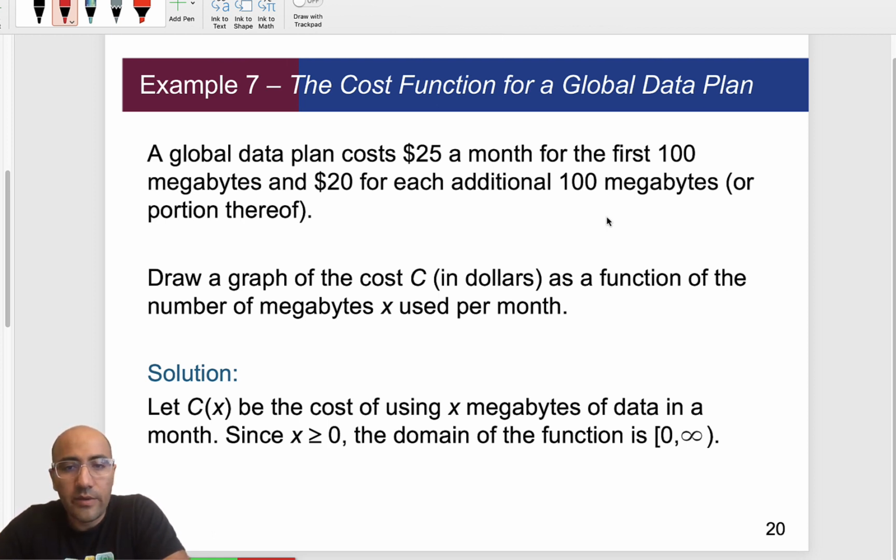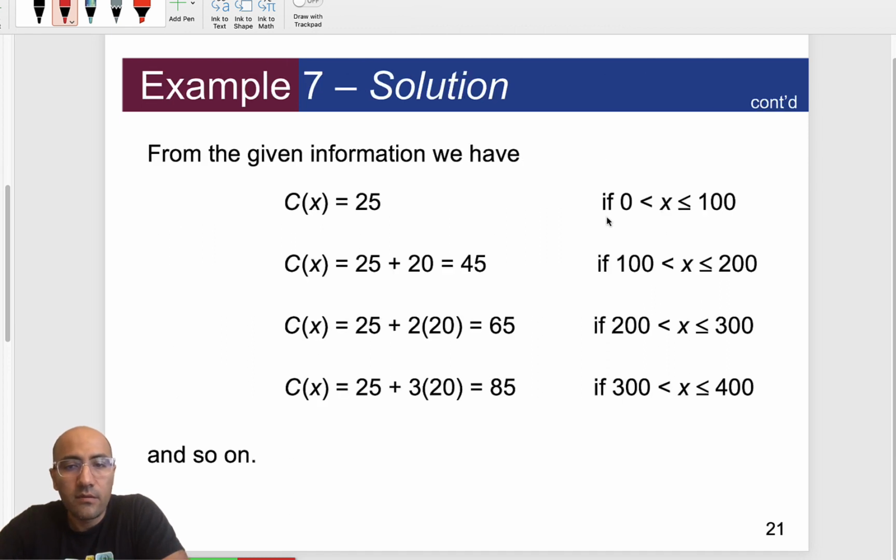Good. Okay, so now we can create a table to organize our results, and it's going to be based on the amount of data that we use, right? So we want to break up the domain. When we use between 0 and 100 megabytes inclusive, the first 100 megabytes, we just pay $25.